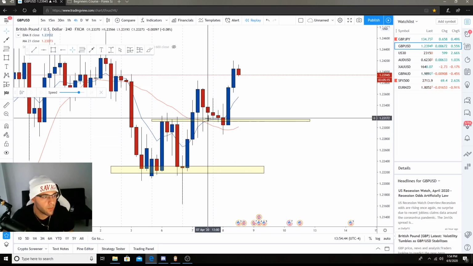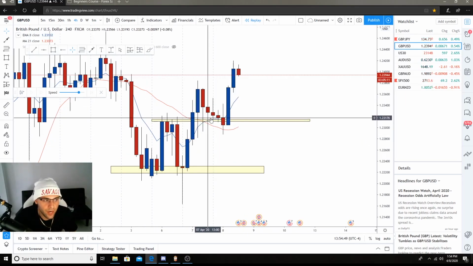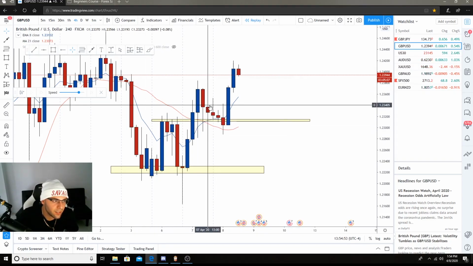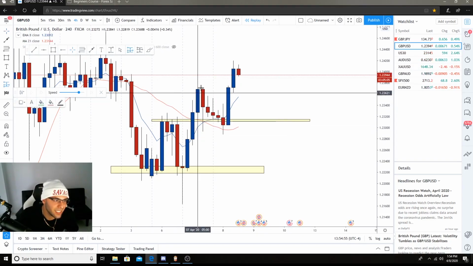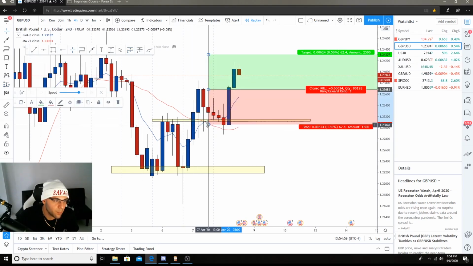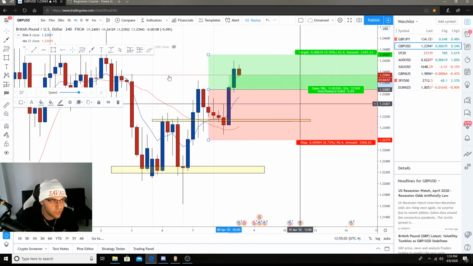So let's see, we broke above resistance right here. We had to wait for it to kind of create a level of support. So if we would have entered here after this, look at this. This doesn't make sense. You kind of had to wait, which you would have never had. Some people probably would have done this, stops below here, but that's an 89 pip stop loss. So that doesn't really make sense.